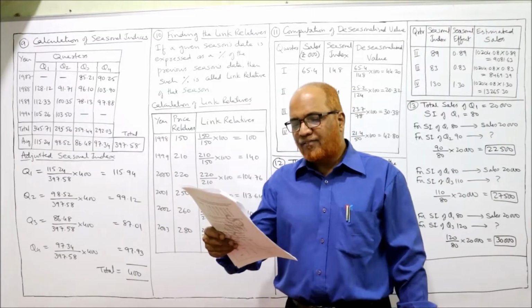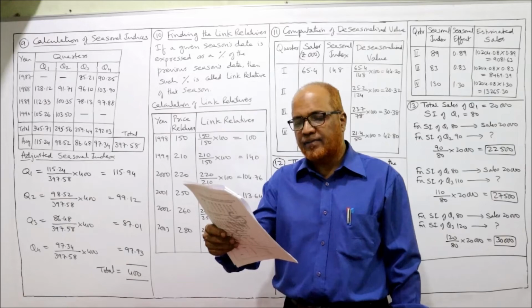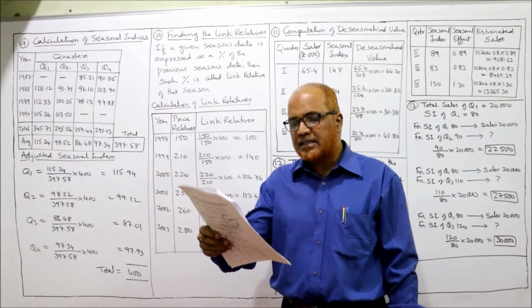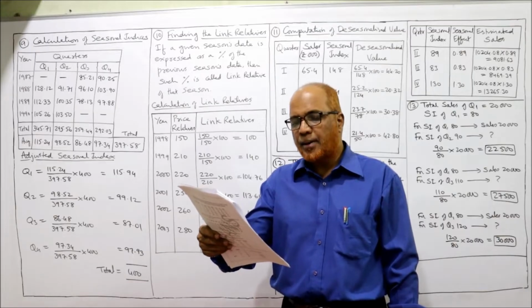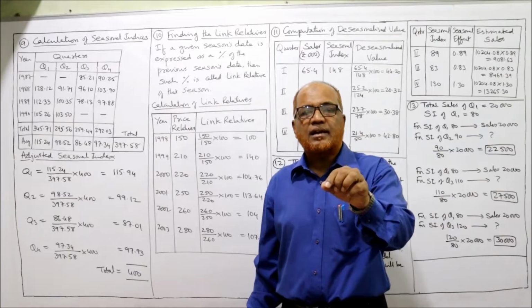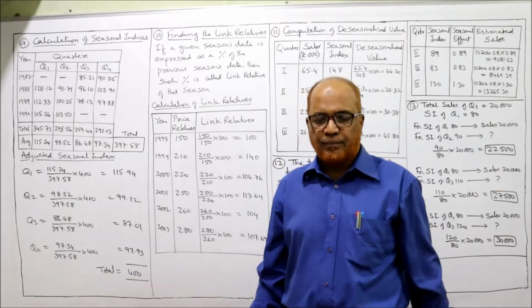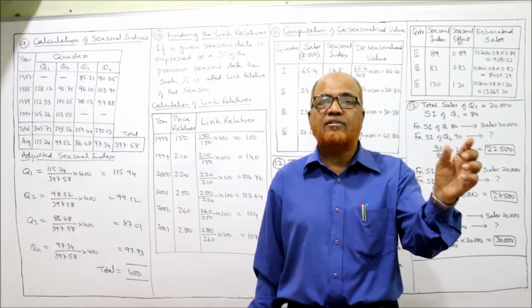See the 10th problem. From the following relatives, find the link relative. Year 1998, 99, 2000, 1, 2, 3. So 6 years data is given. Price relatives are given. We have to convert these price relatives into link relatives. So this is the first problem on which we are applying the link relative method.